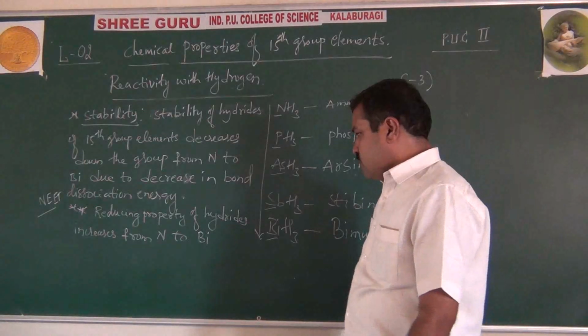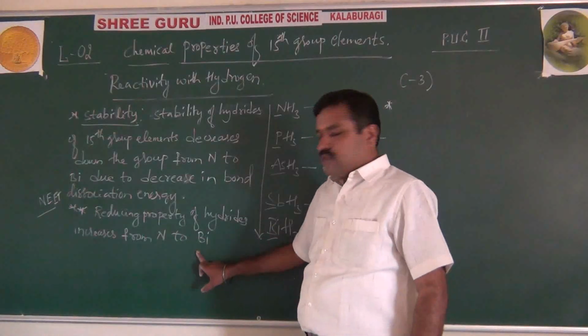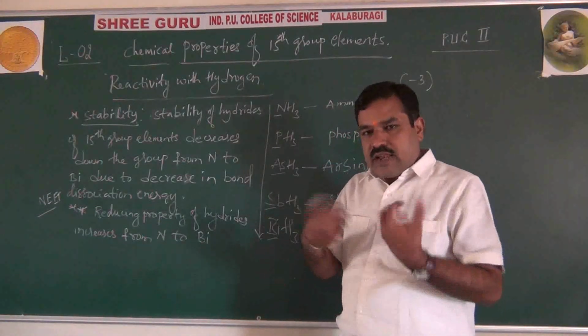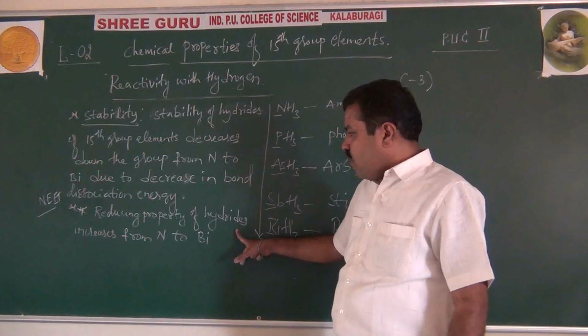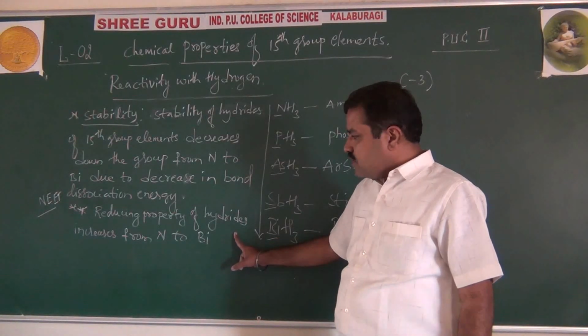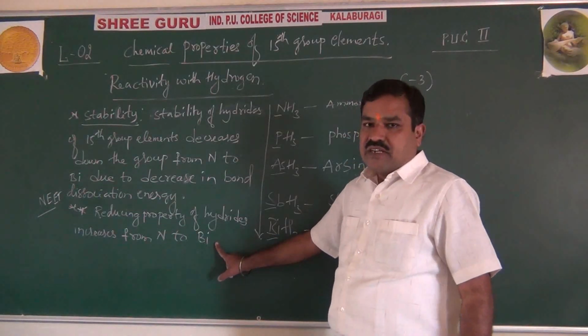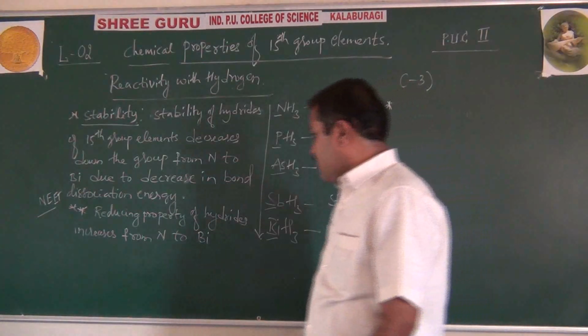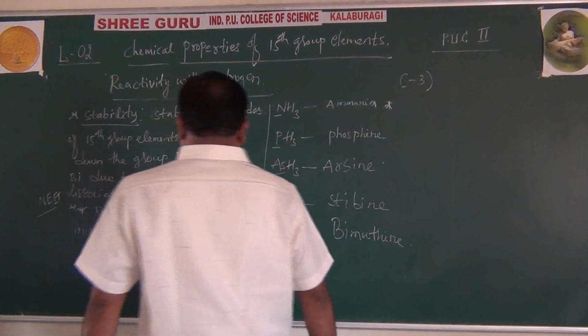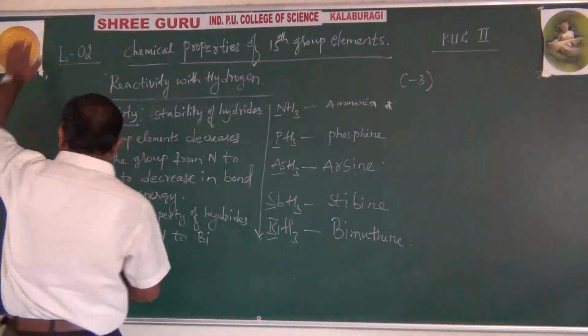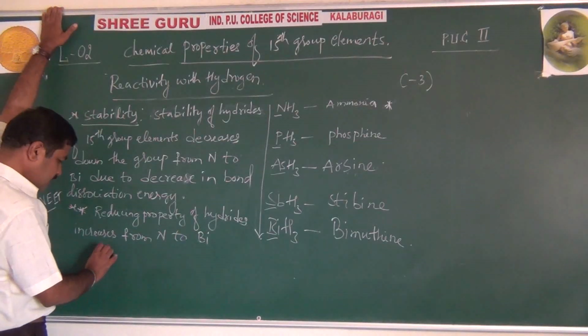As a result, what will happen from nitrogen to bismuth? The hydrogen releasing tendency increases. That's why reducing property increases from nitrogen to bismuth. Therefore, bismuthine is the strongest reducing agent compared to others. So, remember students, the reducing property follows this order.